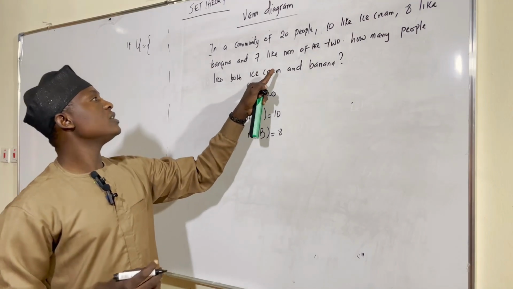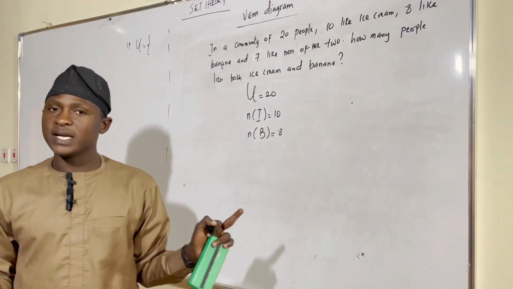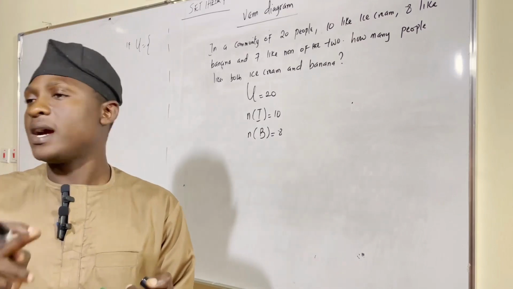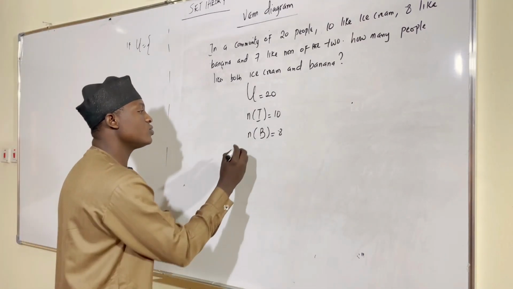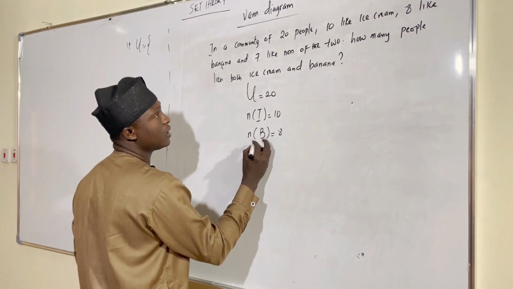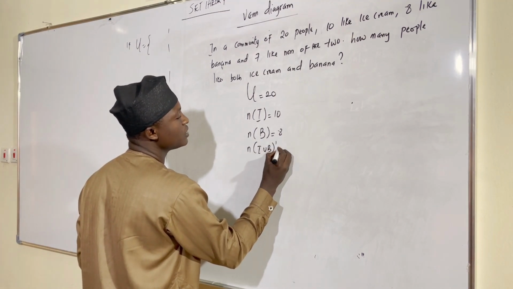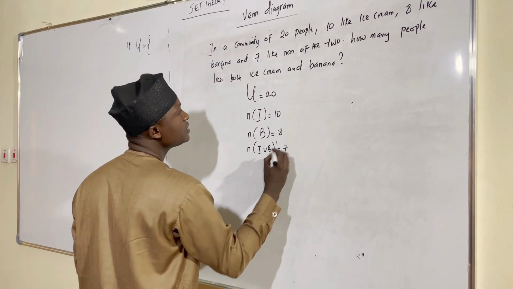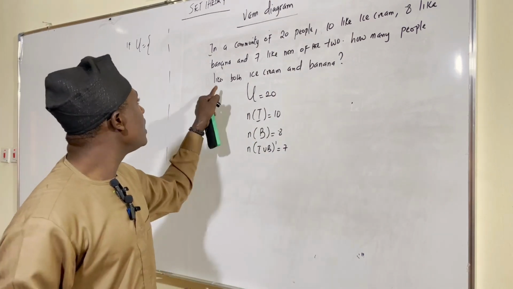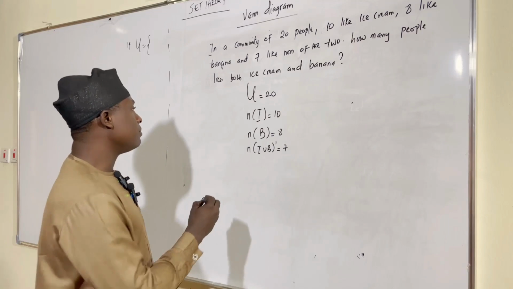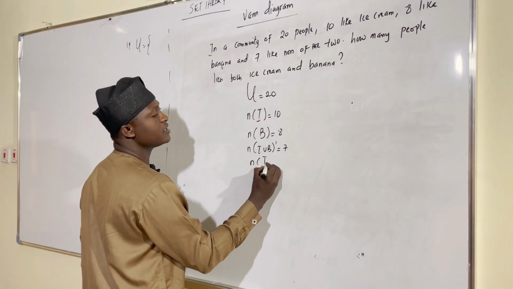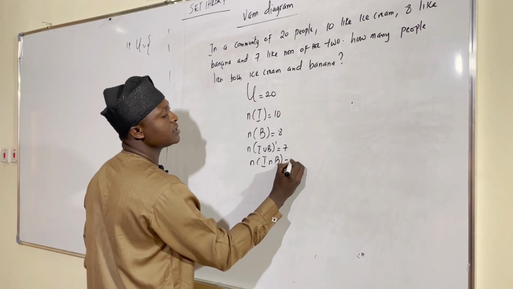And 7 like none of the two. That is, they don't like banana and, at the same time, they don't like ice cream. So none of the two, we have it to be 7. They now ask, how many people like both ice cream and banana? So we are trying to find the number of those who like ice cream and banana.